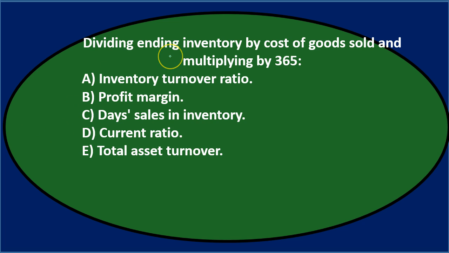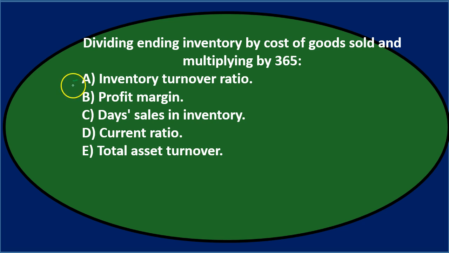So we've got the inventory, we've got the cost of goods sold, and once again we've got that 365 going on here, which we think might have something to do with days, possibly the days that the inventory is on hand and not being processed, how long we have the inventory before sales. So let's go through this. A says inventory turnover. That's one of our ratios that sounds familiar, and it's got inventory in it, so I'll keep that.